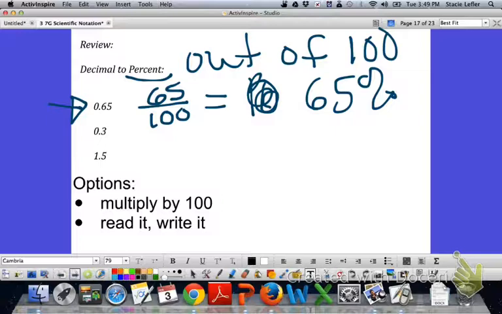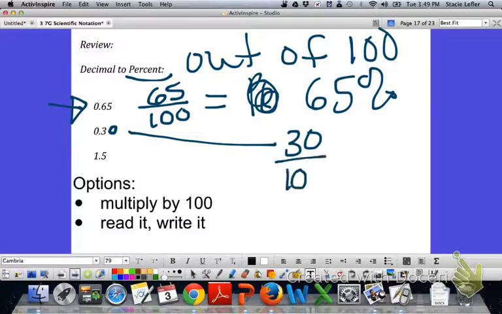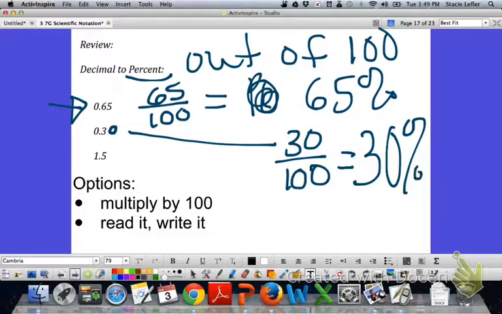With the 0.3 or 3/10, you can add in your own zero, so it's 30 hundredths. We write it as 30 over 100, 30 hundredths, and if it's out of 100, that's automatically the percentage, so it's 30%.